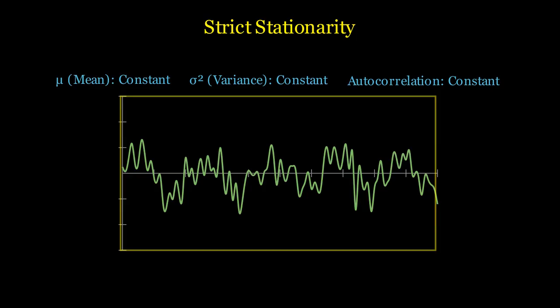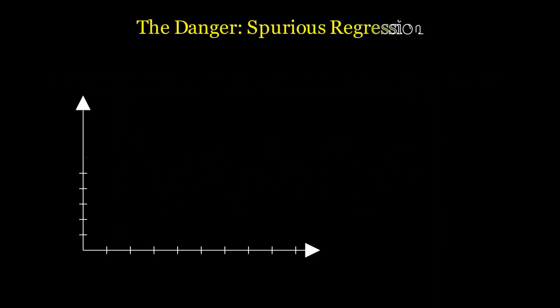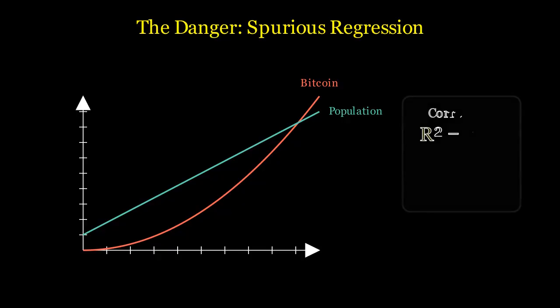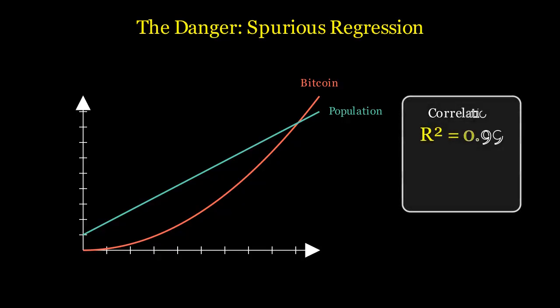Why do we care? Most statistical forecasting models, such as ARIMA, assume that the underlying process is stationary. If you try to model a non-stationary series, like the price of Bitcoin or the global population, without transforming it first, you run into the spurious regression trap. This is where two variables seem correlated simply because they both trend upwards over time, leading to disastrously wrong predictions.